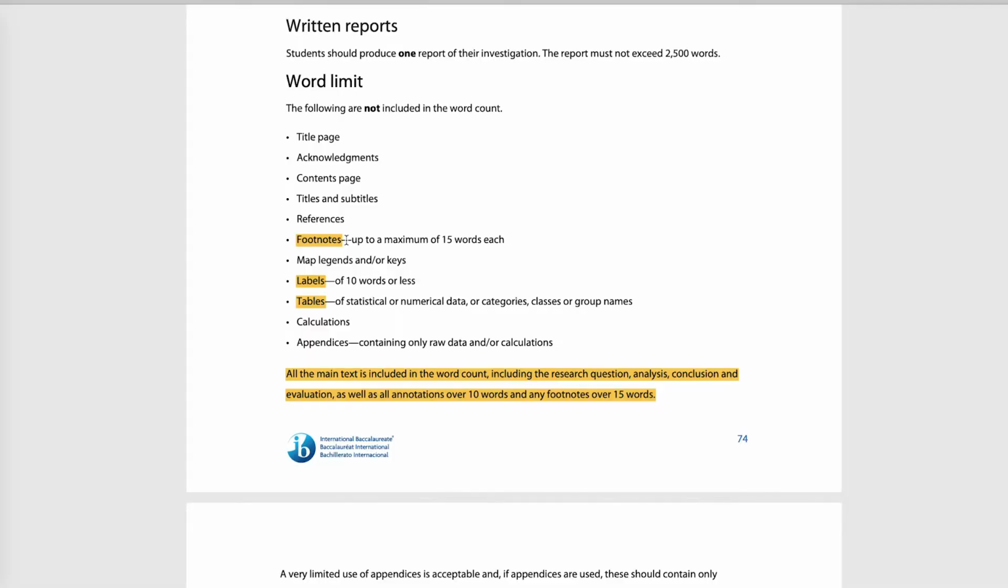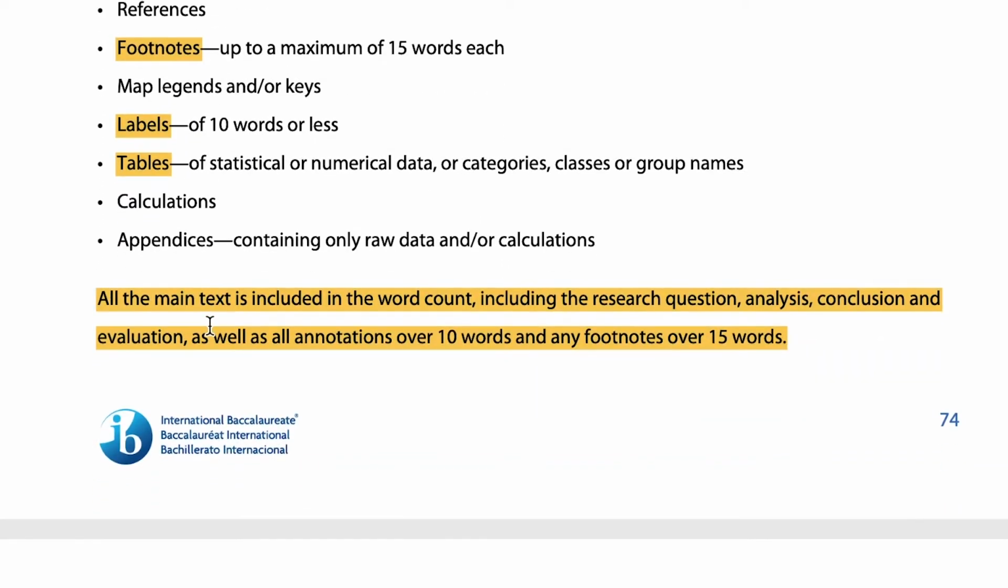Next, tables. Nothing too important, but it's just something to point out in case you need it. So they even say it twice. You're not trying to cheat the system or get around the word count. They point it out twice, not just once.